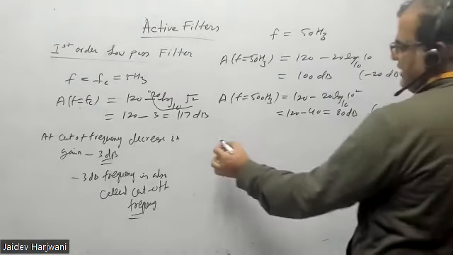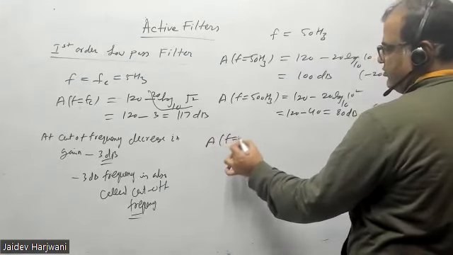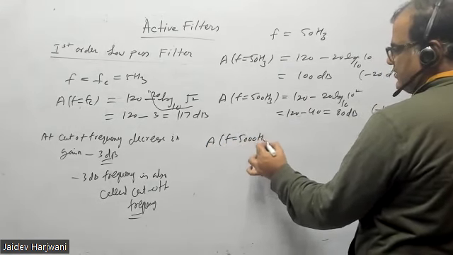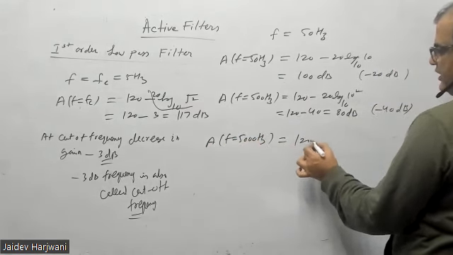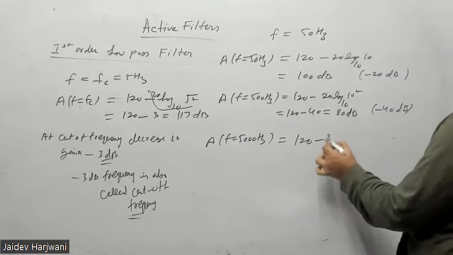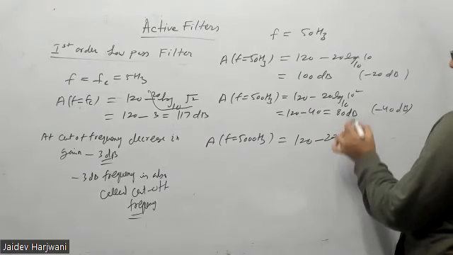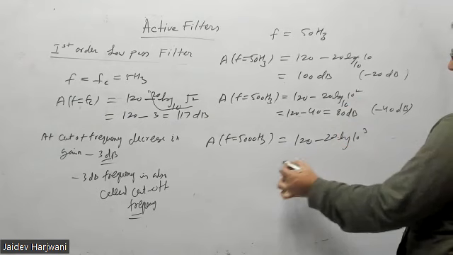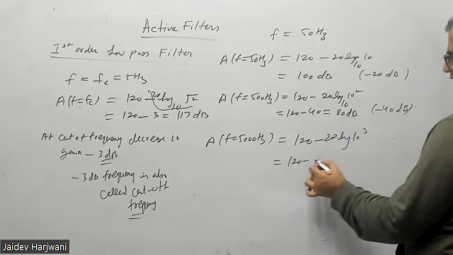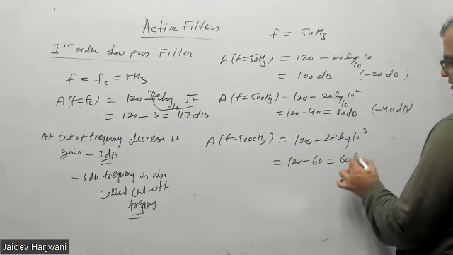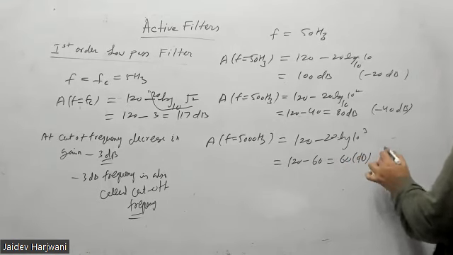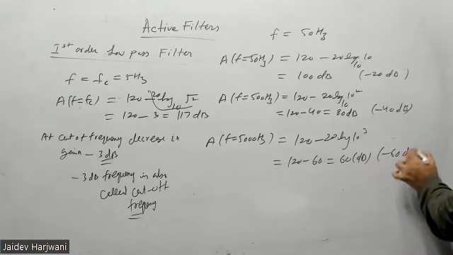Now if I take f equal to 5,000 hertz, again this will be 120 minus 20 log 10 to the power 3 will come here. And this loss becomes 120 minus 60, that is 60 dB. And the loss will be minus 60 dB. Okay.